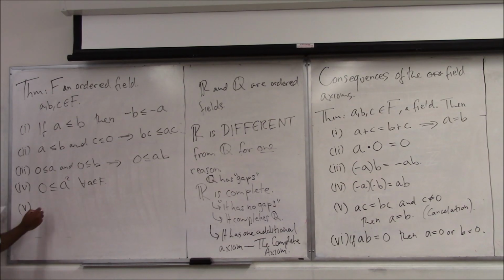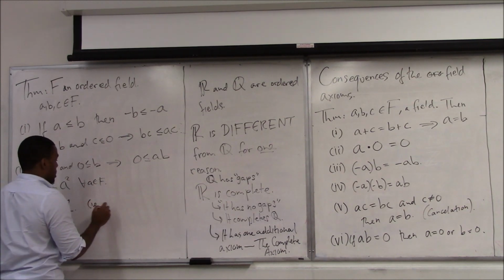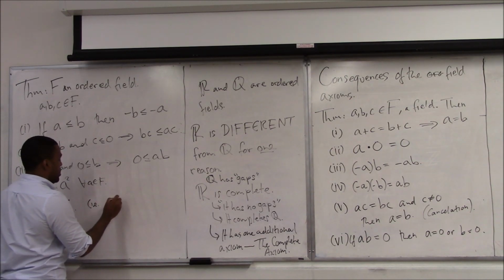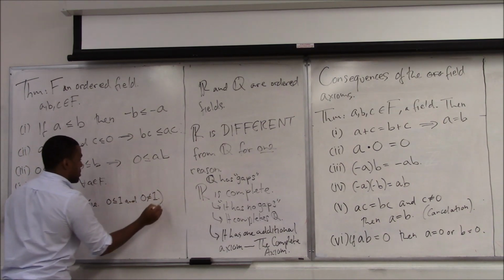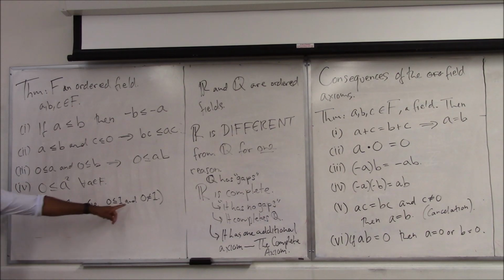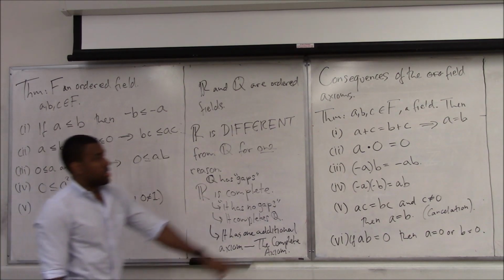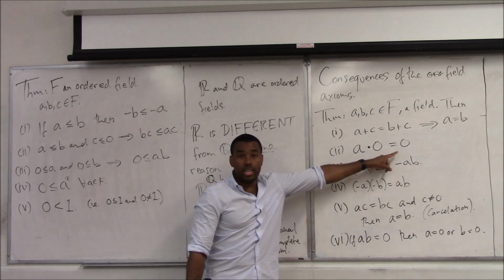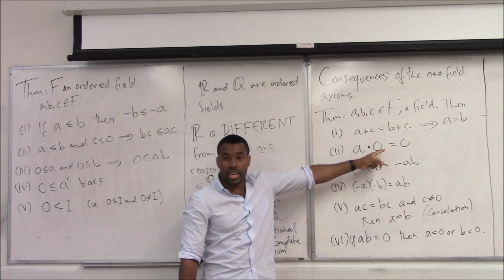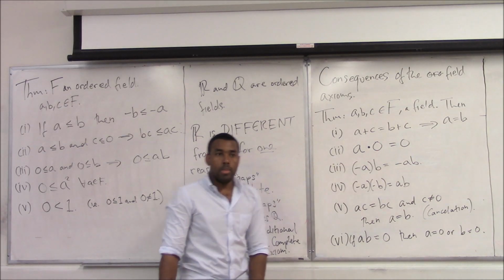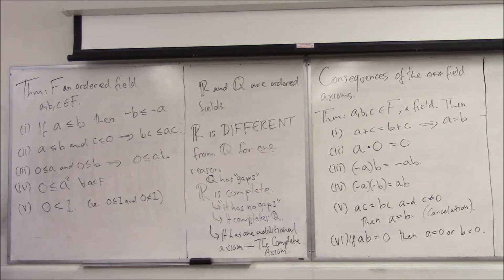But it's not obvious. Here's one. 0 is less than 1, i.e., 0 is less than or equal to 1, and at the same time, we know that 0 is not 1. How would we know that 0 is not 1? Because when I multiply by 0, I don't get the original back. That was proven in the previous theorem. So by definition, my 0 cannot be equal to 1. My multiplicative identity will not be equal to the additive identity.